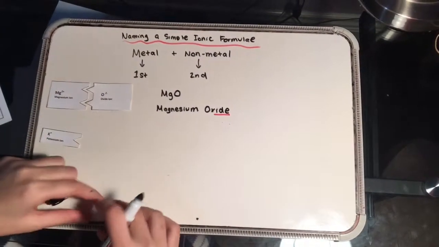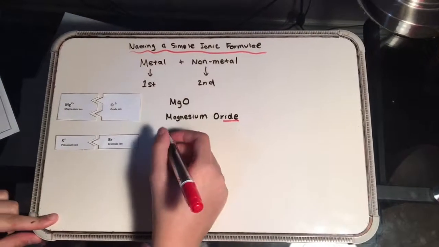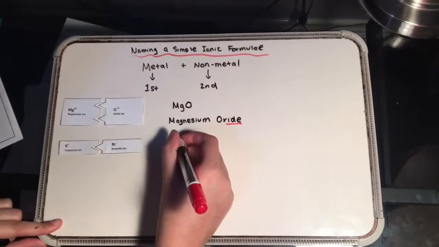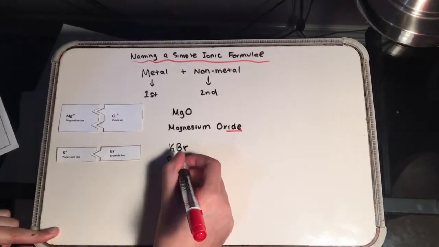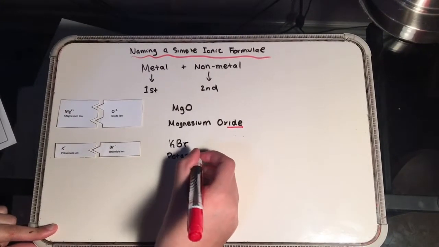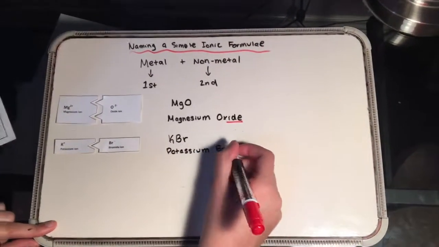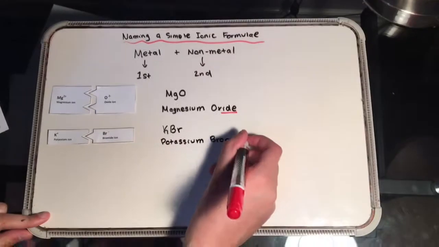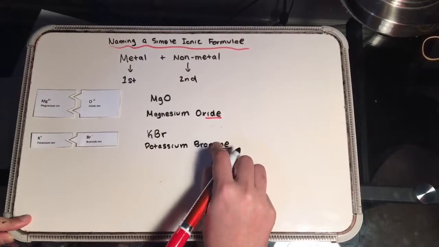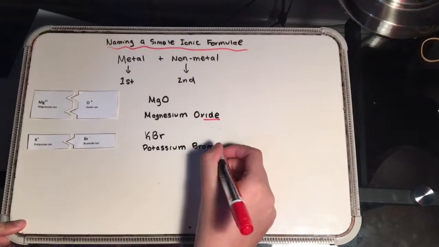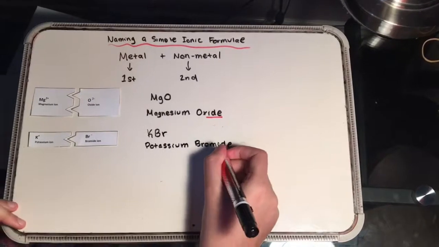Our next example is KBr. First we're going to write the metal, which is potassium, and then we're going to write the non-metal, which is bromine. But in binary compounds, the negative ion ends with "ide." So we're going to take off the ending of bromine and change it into "ide." So the final product is potassium bromide.